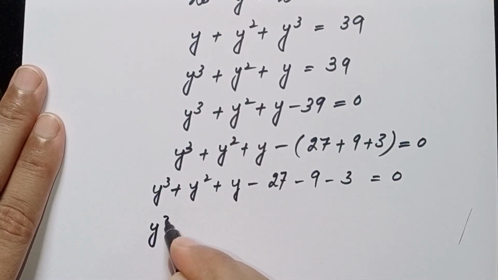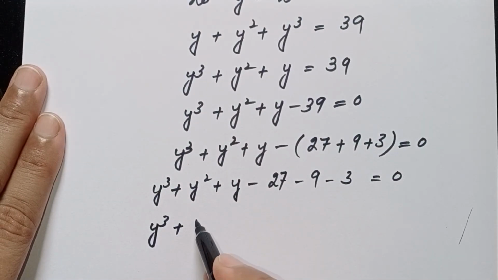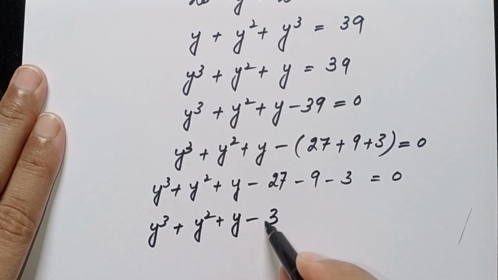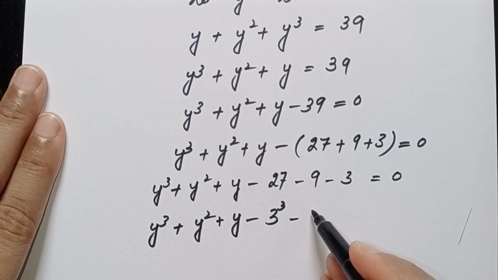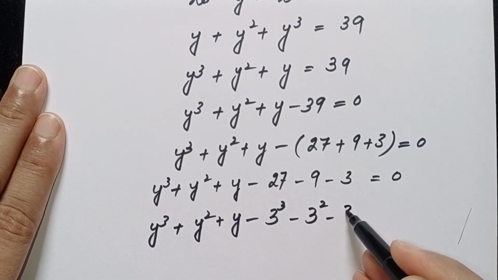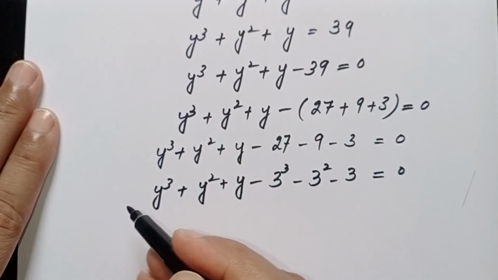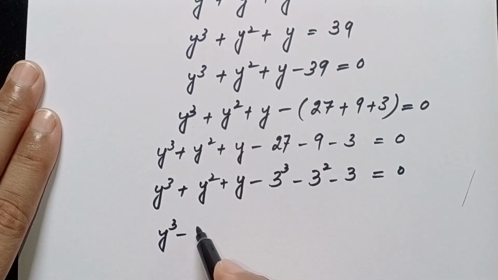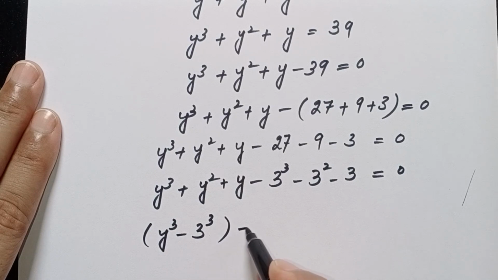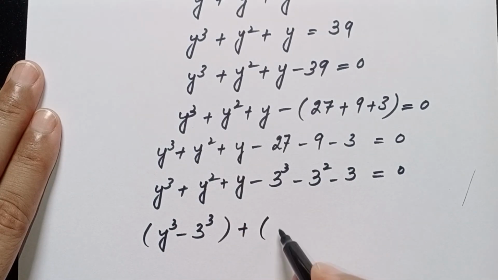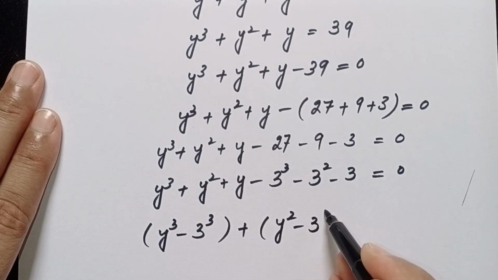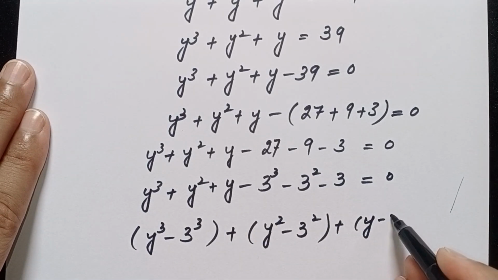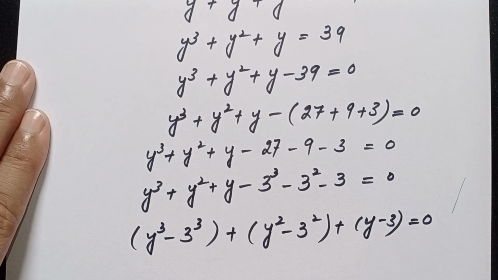Now in the next step, y cube plus y square plus y minus 27 can be written as: 27 is 3 power 3, 9 can be written as 3 power 2, and 3 minus 3 is equal to 0. Now we can easily group: y cube minus 3 cube plus y square minus 3 square plus y minus 3 is equal to 0.